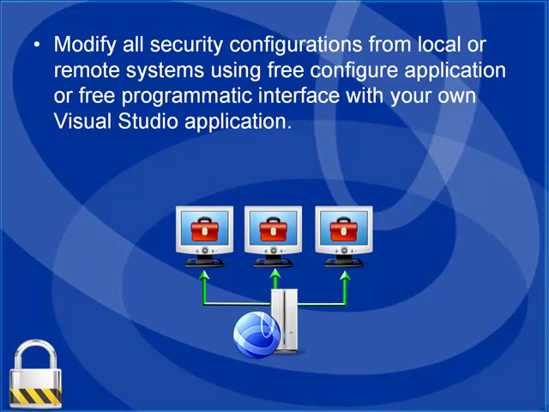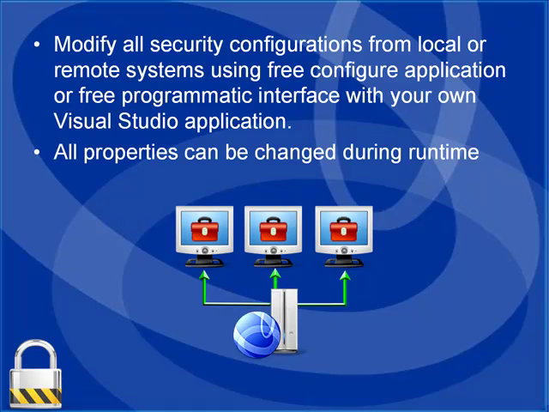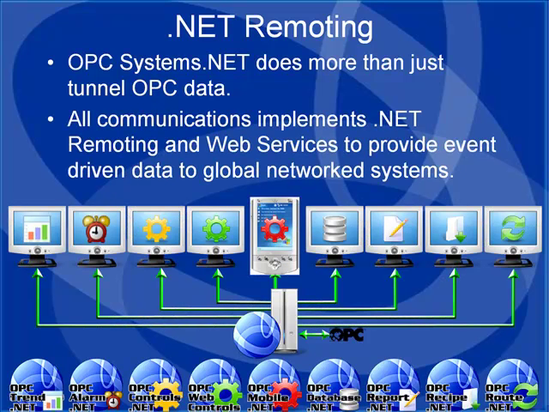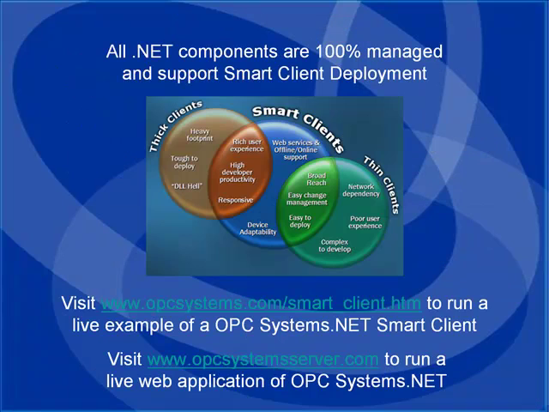We'll see how to change security groups and user information from your own Visual Studio application with a programmatic interface. All properties can be changed during runtime. The interface to change the security and user information implements .NET remoting, so you can do this over the internet. All features of OPCsystems.net implement this. The OPC Systems component, used to change the security and user information from your own Visual Studio application, is a 100% managed component. As with all .NET components of the OPCsystems.net product, they support smart client deployment.